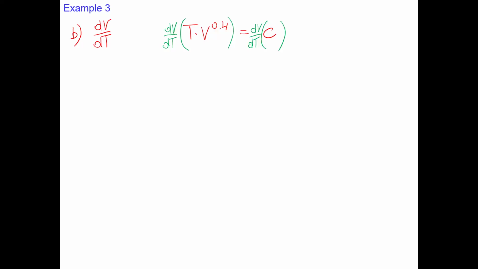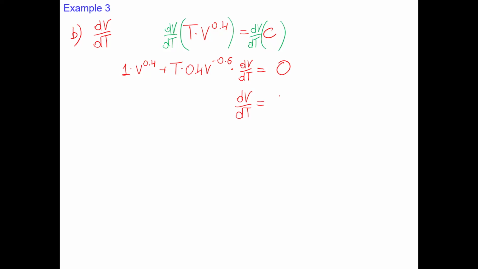Okay, again, product rule. That's what we will have. Temperature is independent. Derivative of T is 1 times V to the power of 0.4, plus T. Now, the derivative of V depends on temperature. That means the derivative of V to the power of 0.4 will be 0.4 V to the negative 0.6 times dV/dT. And the derivative of the constant is 0. Okay, and the same thing, we can just solve it for dV/dT.